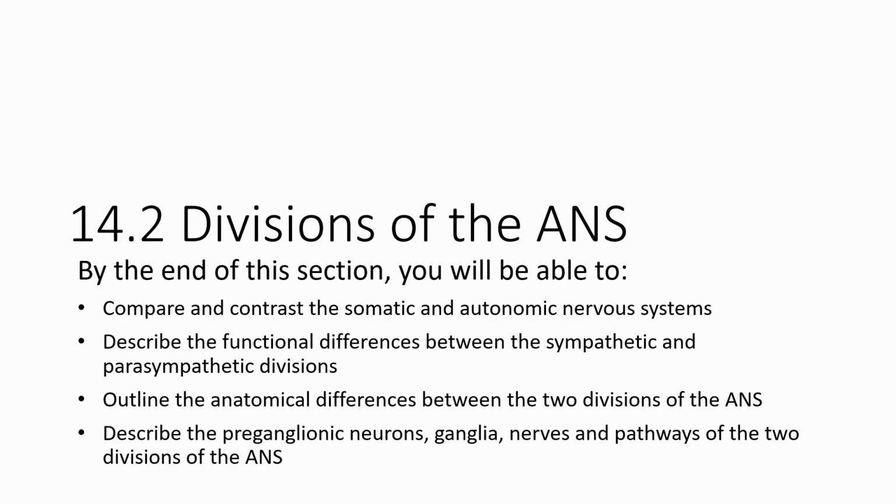So let's get into those divisions of the autonomic nervous system. We're going to compare and contrast somatic and autonomic a little bit. We're also going to get into the functional differences between the sympathetic and the parasympathetic divisions. We'll talk about some of the anatomical differences between the two, and then we're going to define and describe preganglionic neurons, ganglia, nerves, and the pathways of these two divisions of the autonomic nervous system.